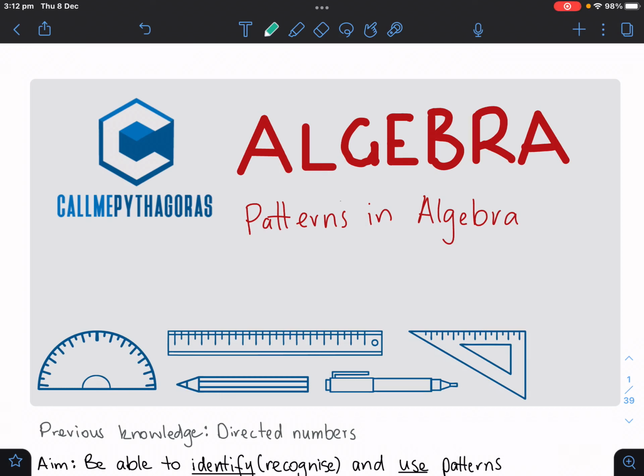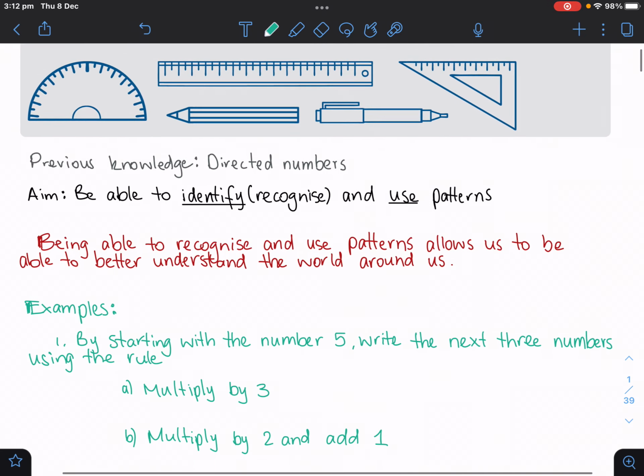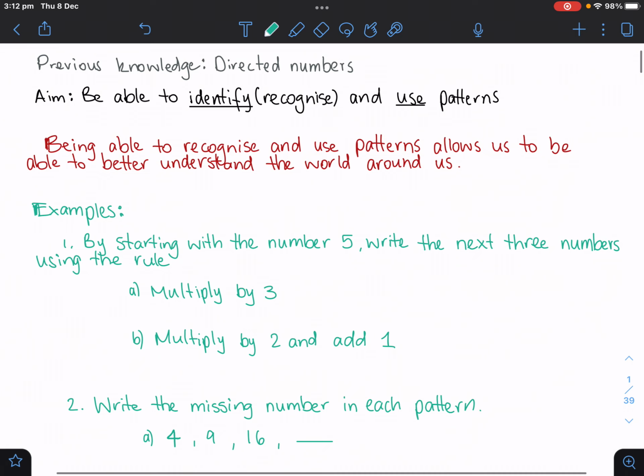Hey guys, so today we're going to be dealing with algebra and the introduction to algebra on how patterns work within. The previous knowledge that you need to know in order to understand this is directed numbers. By the end of this video, we're going to be able to identify or recognize and use patterns within algebra.